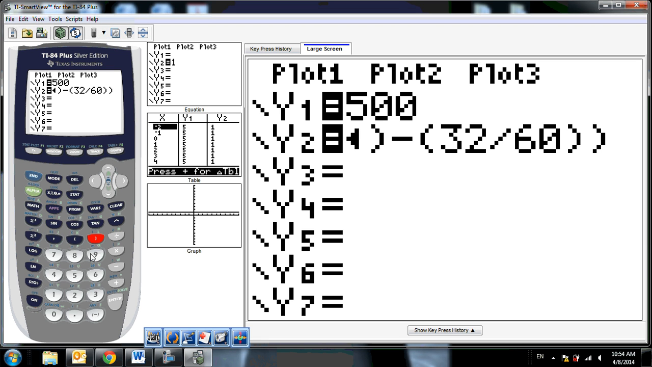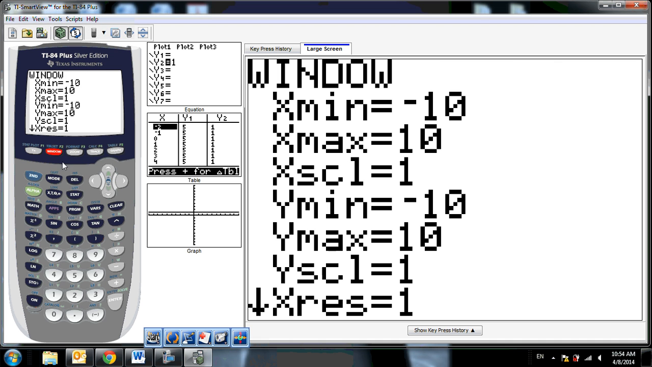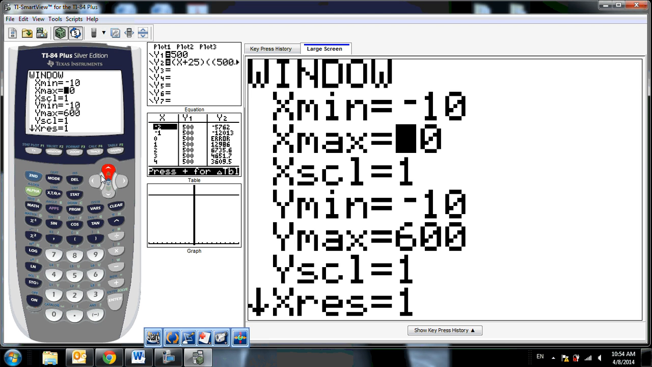Okay. I already know that the Y value that I want to hit is really big, right? All the way up at 500. So before I even start, I'm going to go to my window and increase my Y max to maybe like 600 or 700. And logically, we're finding the speed of a race car, right? It's probably not going to be 10, right? So maybe we make our X max, what do you think? 200? Let's try it. Just a reasonable guess to get you started. Let's graph and see how we did.